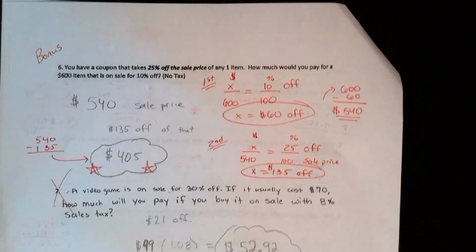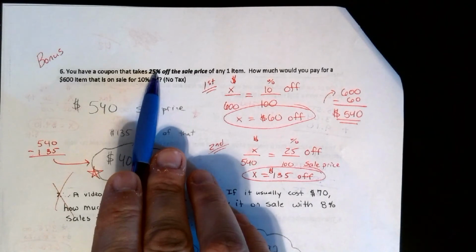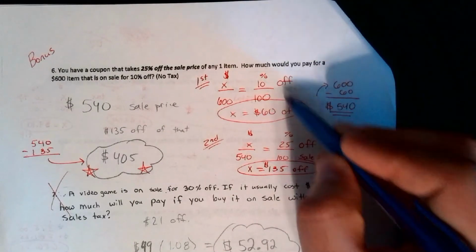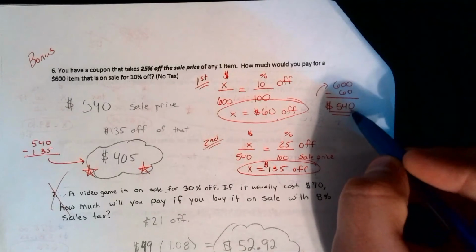Second page, we crossed off 7 and 8. You didn't have to do those ones, so you just had this bonus problem, which was 2 discounts. One was a sale, and the other one was a coupon to take an additional 25% off the sale price. So this one, you take off the 10%, it's $60 off. So 600 minus 60 is $540.